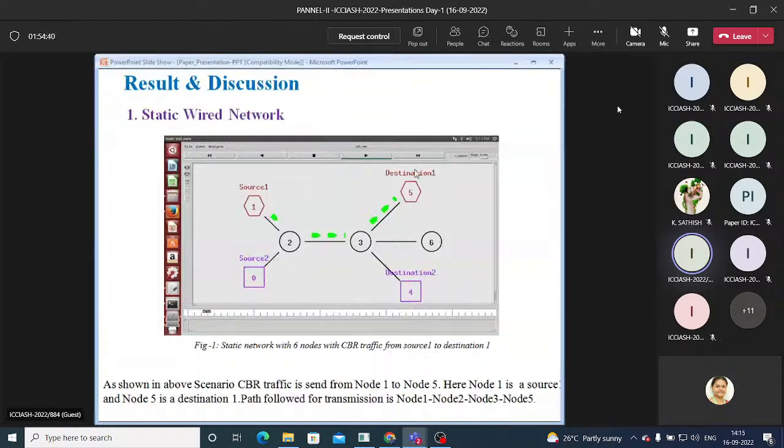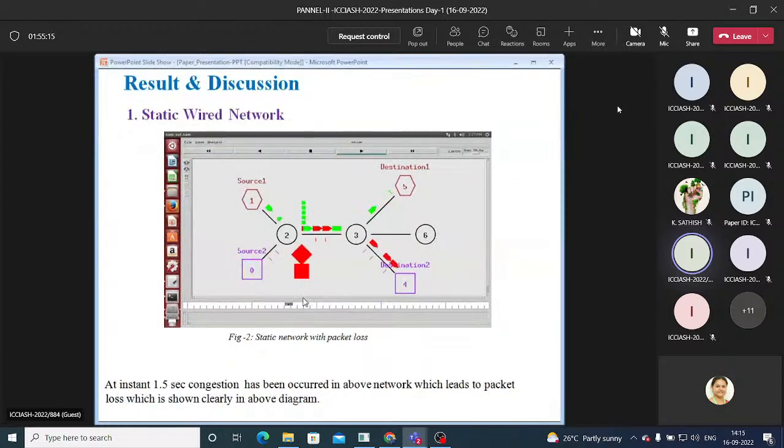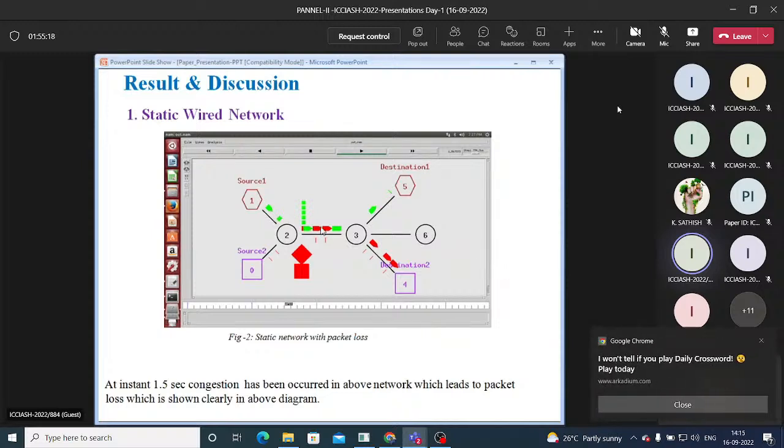And for source 1 and destination 1, we have configured UDP protocol, that is user datagram protocol. Along with these protocols, we have used 2 types of traffic, that is CBR traffic and FTP traffic. CBR is constant bit rate and FTP is file transfer protocol. CBR is sent from source 1 to destination 1, which is indicated by green packets, whereas FTP traffic is configured from source 2 to destination 2, which is indicated by red packets.